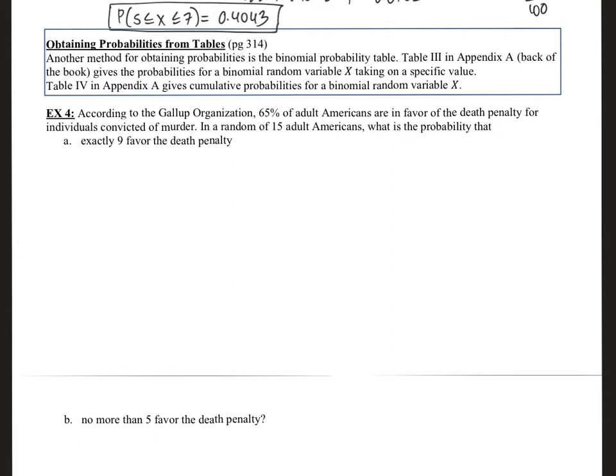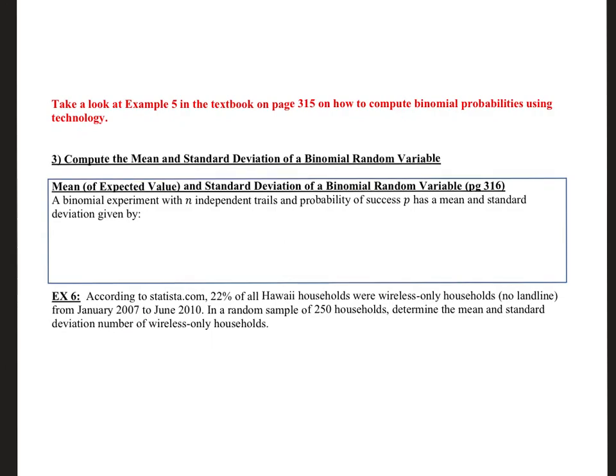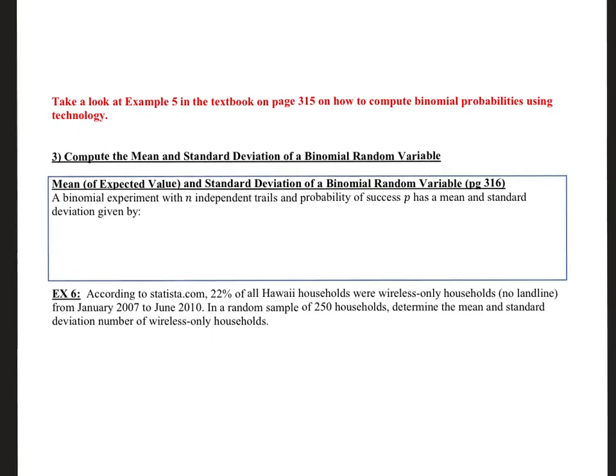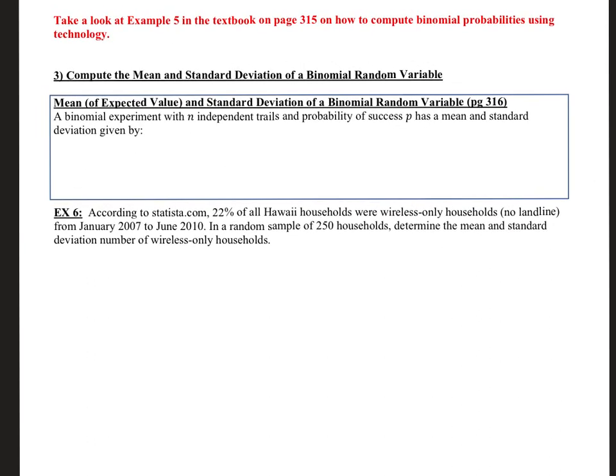Okay, so example 4 is actually optional. If you want to, you can fill this one out by yourself, but our book does not actually require us to do this one. You can follow in the book. It's pretty simple, and how it explains, you just look at the table and follow the column and the row to find your answer. You can look in the book for this example, or you could email me to ask about this. And you can look at example 5 in the textbook as well on how to compute these using technology. Or as always, send me an email and we can set up a Google Meet time to go over some of the questions.